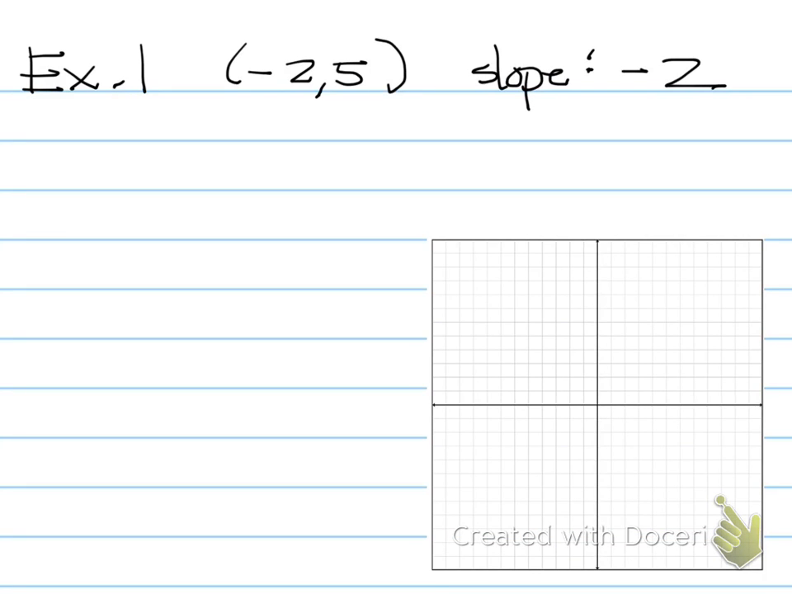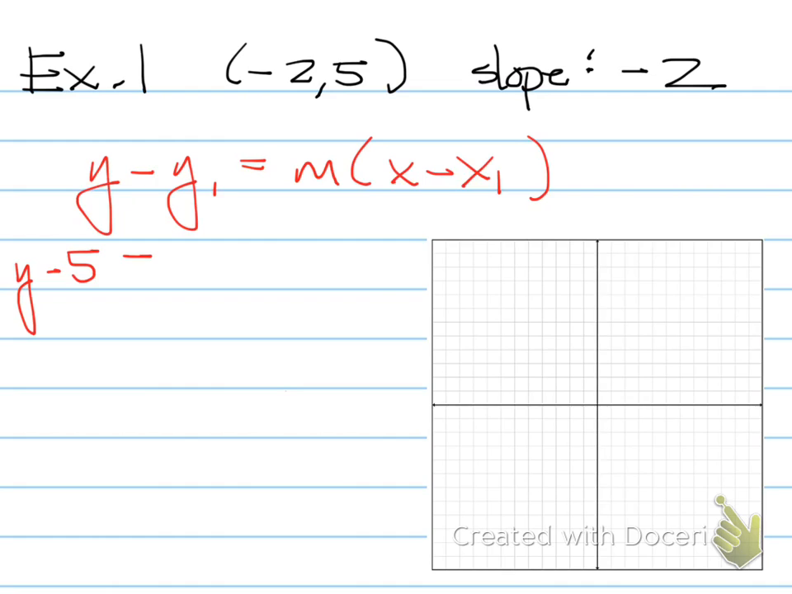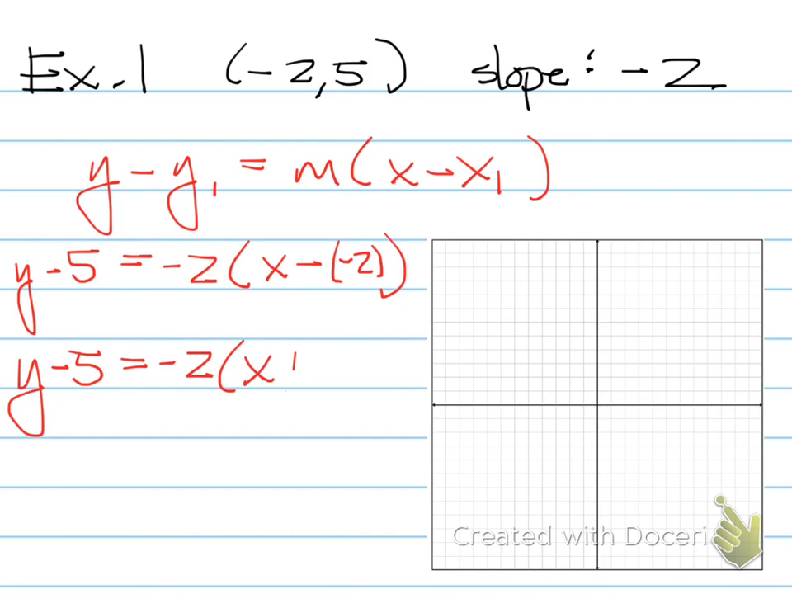In this example, we're given the slope and a point on the line. So this is the point-slope form of a linear equation. We're going to plug in 5 for y1, and we're going to plug in -2 for x1. We're going to plug in -2 for m. It's going to give us y minus 5 equals -2 times the quantity x minus -2, which we can rewrite as y minus 5 equals -2 times the quantity x plus 2.